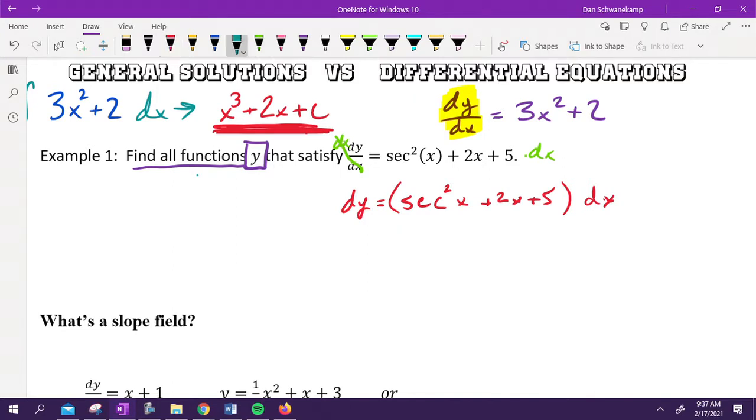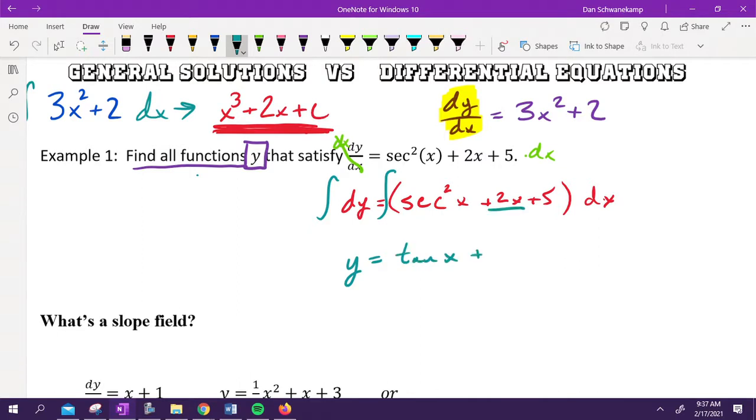If I want to change dy, if I want to change the derivative of y to just y, what do I need to do? Integrate it. Because technically it's like 1 dy. I'm going to take the antiderivative of dy, which is going to get me y. And then I got to take the antiderivative over here. What, when you take the derivative of it, gets you secant squared? Tangent x.